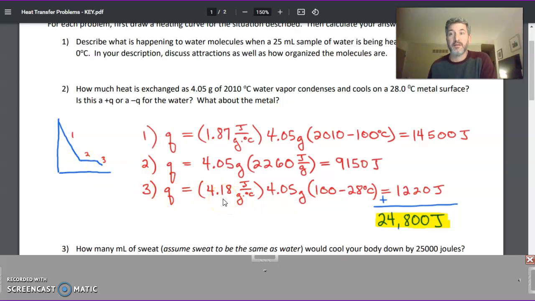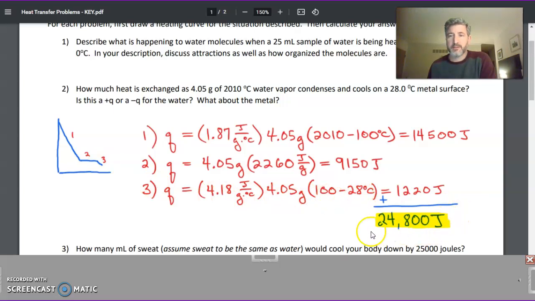But this time the specific heat is a bit higher because it's liquid water, 4.18. The mass remains the same. And remember, your delta T is not the total delta T from 2010 all the way down to 28 degrees Celsius. It's just that segment from the plateau down to the final temperature. So 100 degrees is where we were at the plateau, down to 28.